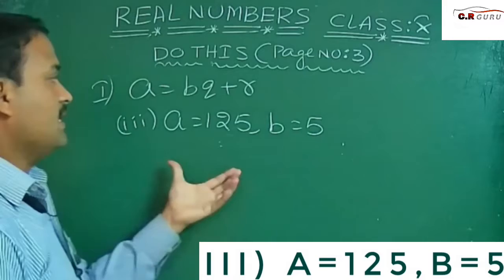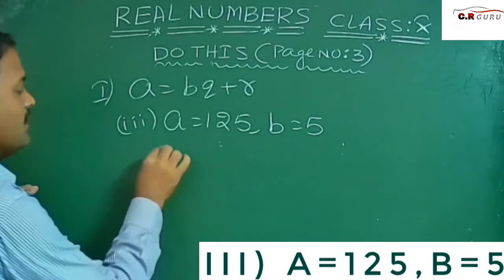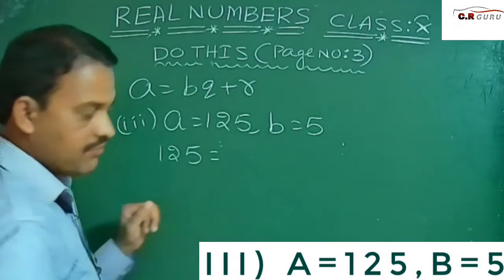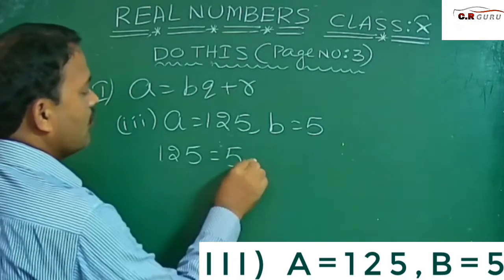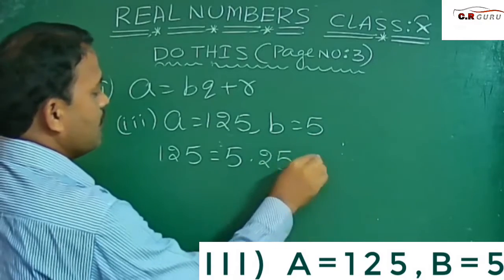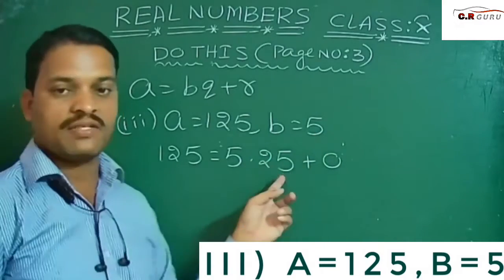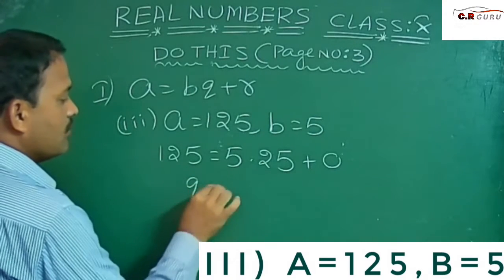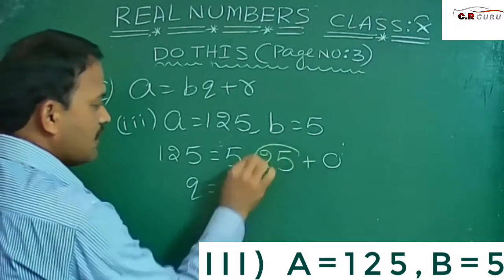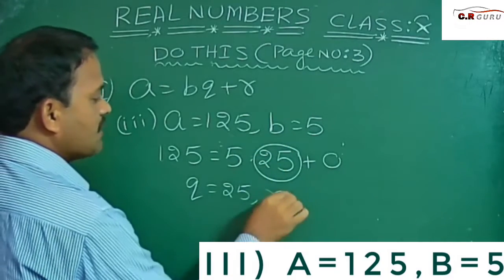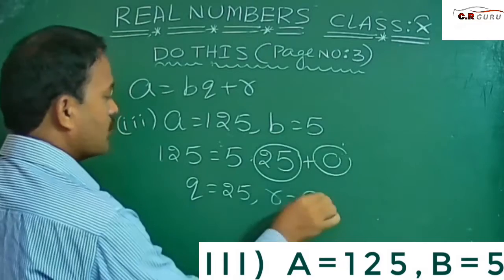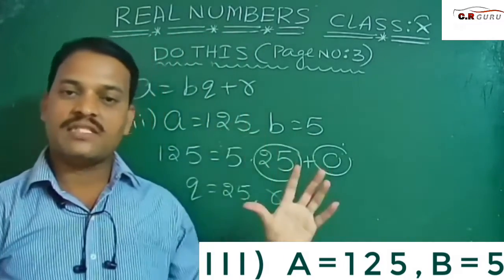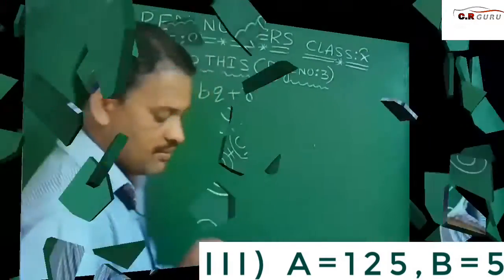Using that formula, the dividend 125 equals 5 into how much? 25 plus 0. 5 twenty-fives is 125 plus 0. Now based on that, q = 25 and r = 0. So this is about the third sum. Now in Do This, first Roman numeral, I am going to explain the fourth sum.